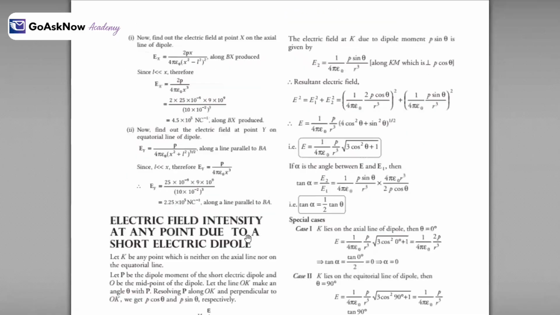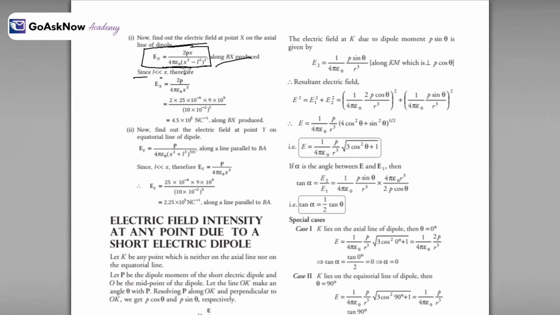Till now, you have calculated the dipole moment of this question. Now, first of all, we have to find the electric field at a point x, that is the axial point. So the electric field is equal to 2px upon 4 pi epsilon naught into (x square minus L square) whole square. I have already told you this formula in the previous lecture, that this is the formula for the axial point field for any dipole. You have to remember this, and it is along BX produced, because the direction should be in the BX direction.